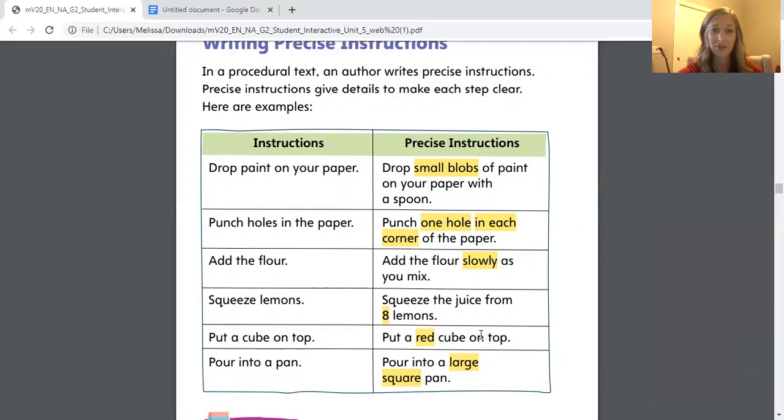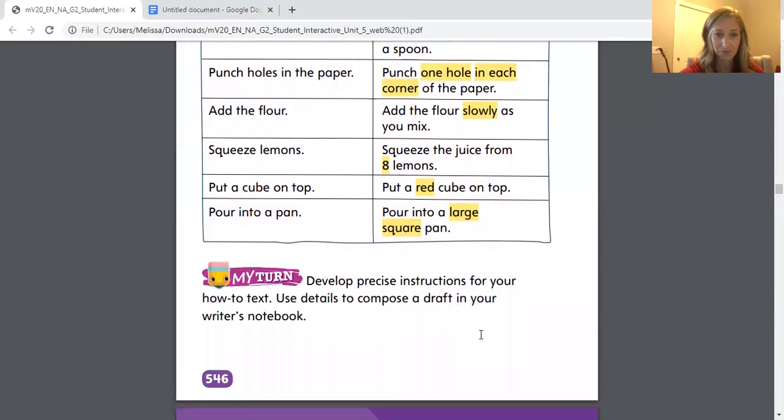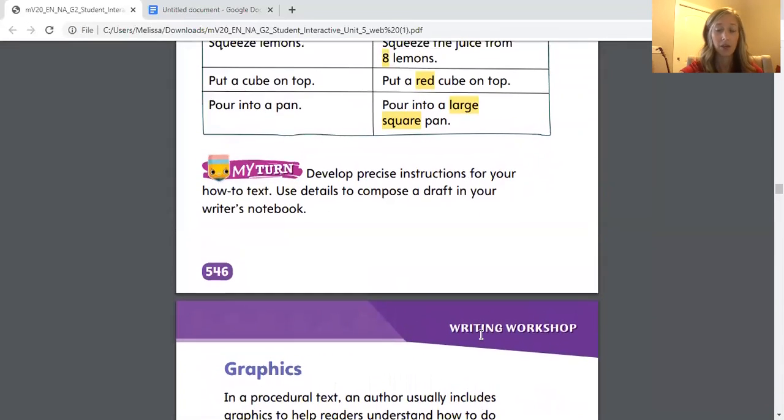Right now, you can pause the video or read it when we finish. Now it says to develop precise instructions for your how-to text. You don't need to do that yet. I'm not requiring you to write your how-to text this week. We'll write it another time, but you did create your plan last week, so don't forget about that.